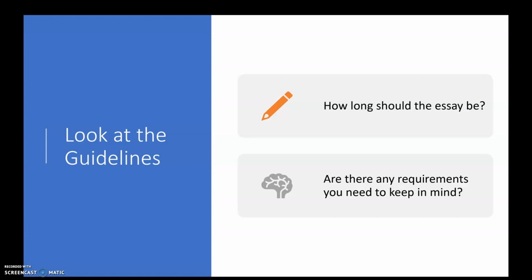You can kind of view the guidelines as a checklist of the things you need to make happen in order to prevent getting points taken off. One of the most important things you'll see in the guidelines is the length, because that actually governs a lot. It governs whether or not you have a paragraph, or whether or not you have an essay, or whether or not you have a research paper. So look at that, and definitely look at any requirements that are listed in the guidelines.